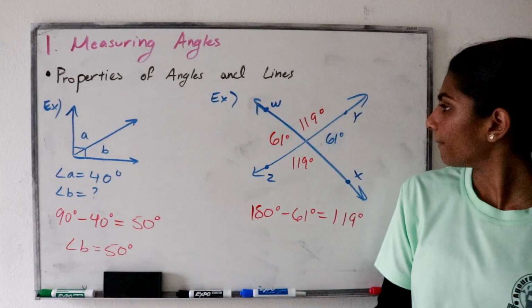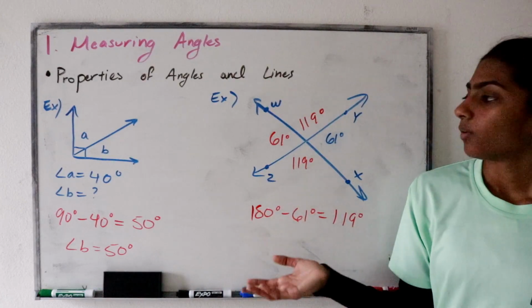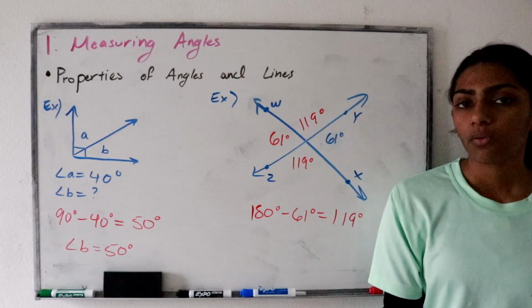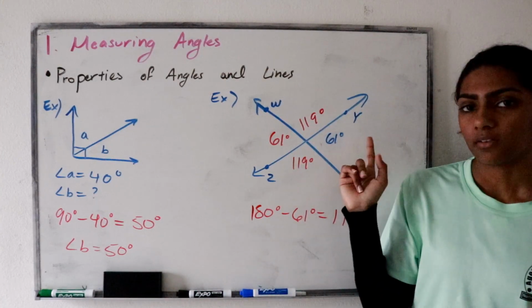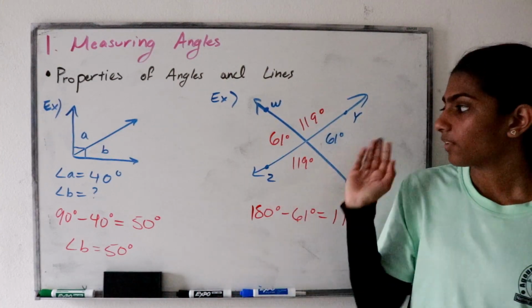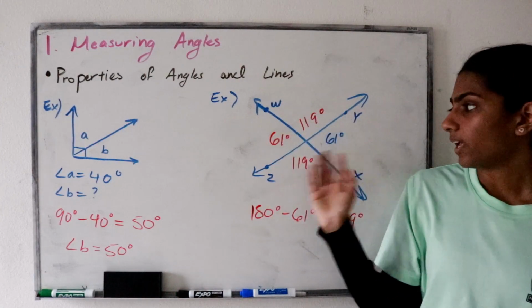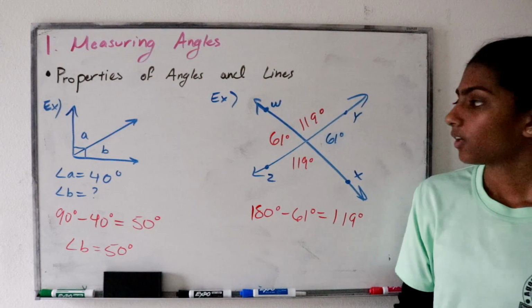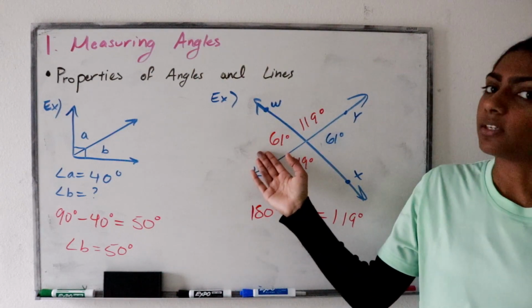So in the next example, we have the intersecting lines WX and ZY. And we only know the measure of this angle right here, 61 degrees. And we want to fill out the rest of the angles. So since we know that vertical angles are congruent, or they have the same measure, we know that this angle is going to be the same, 61 degrees.